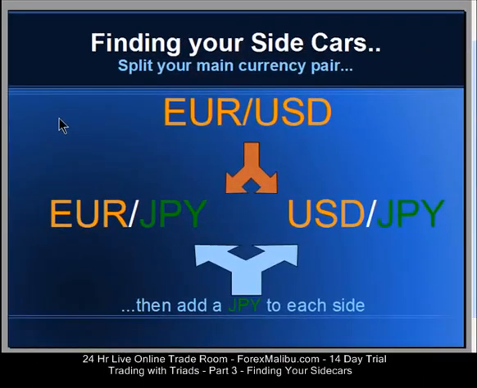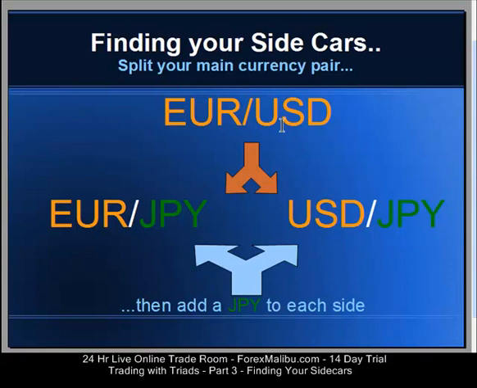To find your sidecars, if you're looking at a euro-dollar trade, you take your two currencies and split them apart, euro and dollar. Then you add a yen to each side. So here are your sidecars, euro yen and dollar yen. Now, if you wanted to, you could add Swiss to each side: euro Swiss and dollar Swiss. Those could be your sidecars.